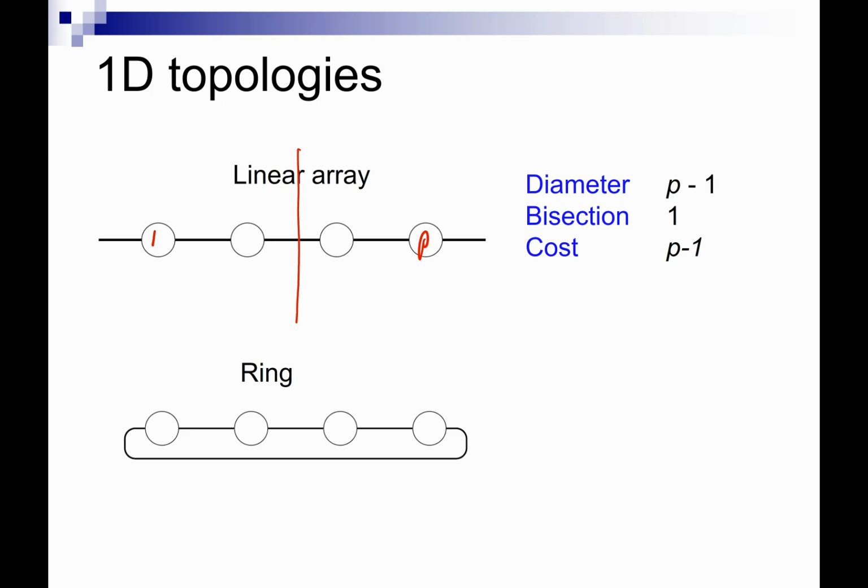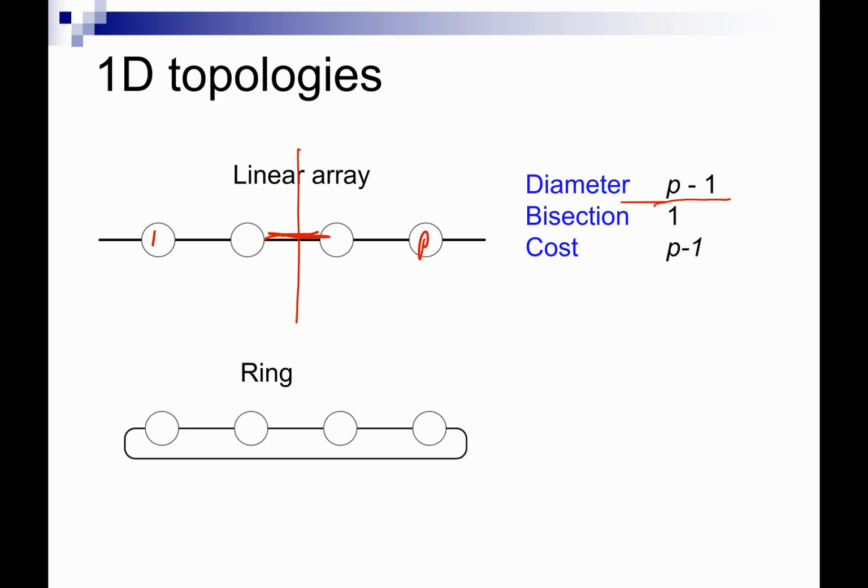If you chop this network in half like this, then there's only one communication link between these two halves. And so the bisection width is very small. It's only 1. And the cost of this network is p minus 1, because we need p minus 1 links in this network. So this linear array, this 1D topology, is not very good because it's got a very high diameter. If you have a large number of processors, you have a very large latency. It's also got a very low bisection width because you can't do much communication between the two halves of the network. But it's got a cheap cost, so that's the one advantage that it has.